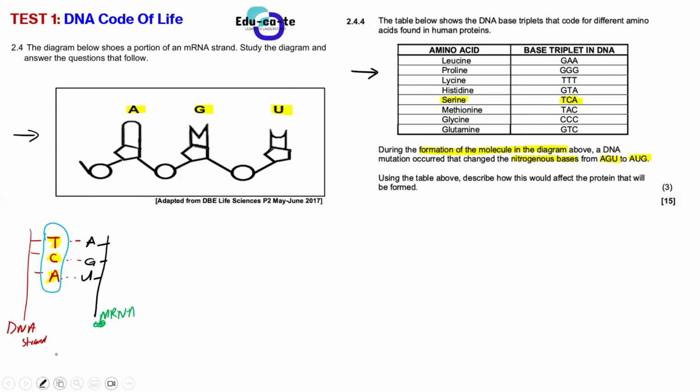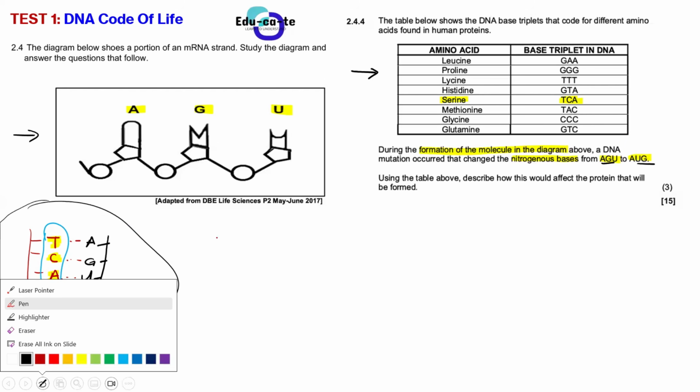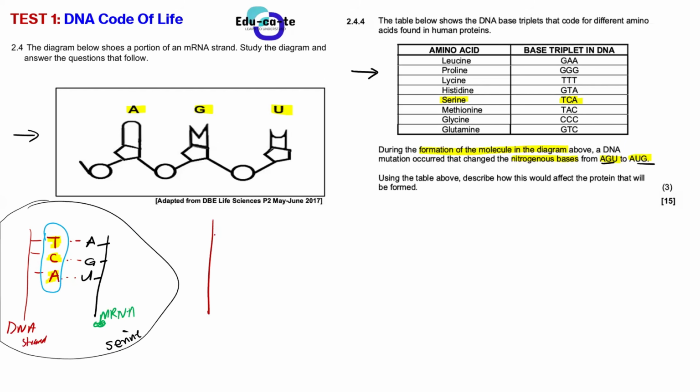But now, because things have changed, let's see what has changed. They say that it has changed from AGU to AUG. So this is what we're supposed to have at first: we're supposed to code for serine. But now we are going to code for what? Let's say this is our DNA strand. Now we are told that there's been a mutation in such a way that our new codon is no longer AGU, it is now AUG.